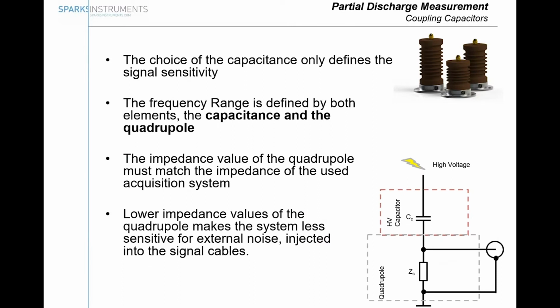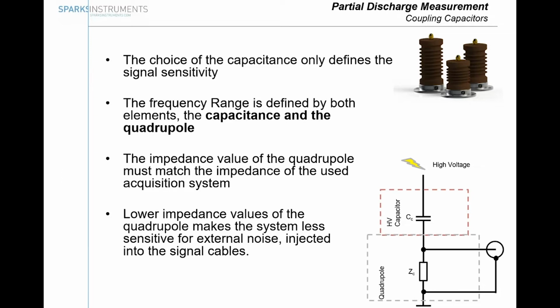As I said, a coupling capacitor consists of a capacitor and a quadrupole. But how big should the capacitor be? And what size should the quadrupole have? The international standard, IEC 60270, doesn't define that. So there's a full free choice of these two elements for the manufacturers.